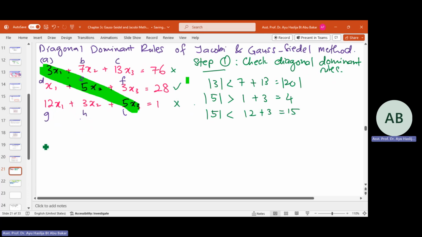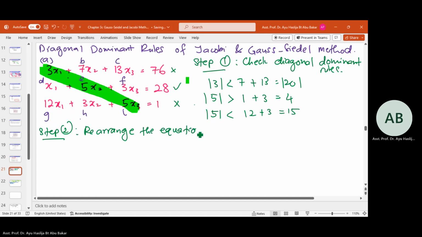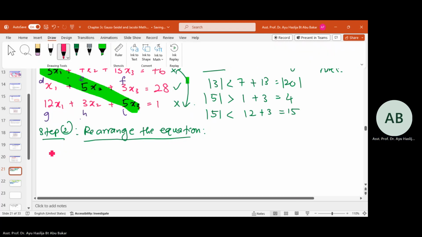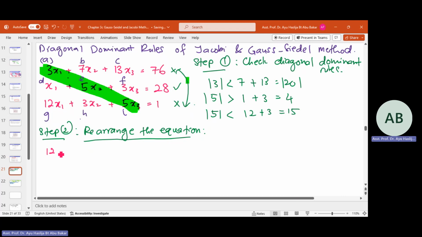Okay, so step 2. Which go to which? Of course, move, replace each other, right? Okay, so the rearranged equation, the new equation would be, you need to rearrange first, then only we can generate the unknown equation.